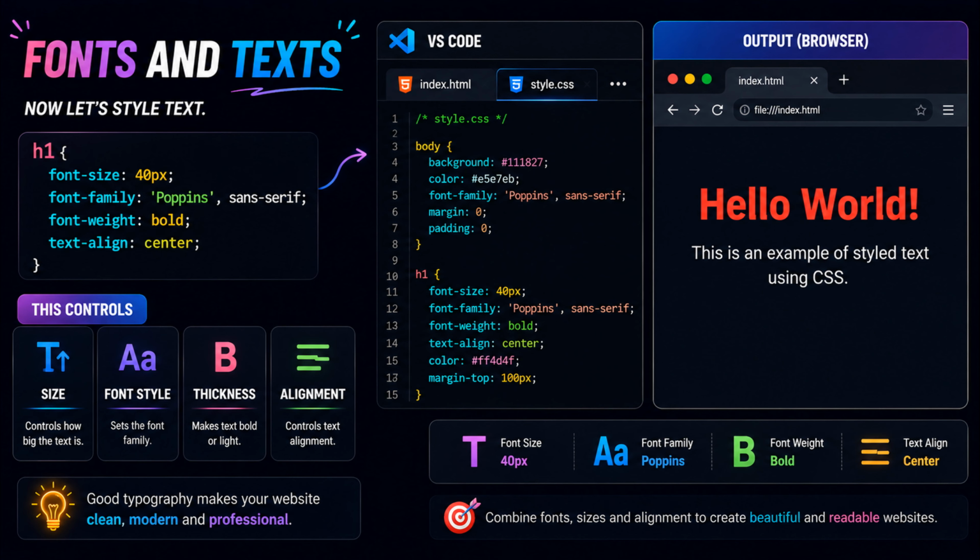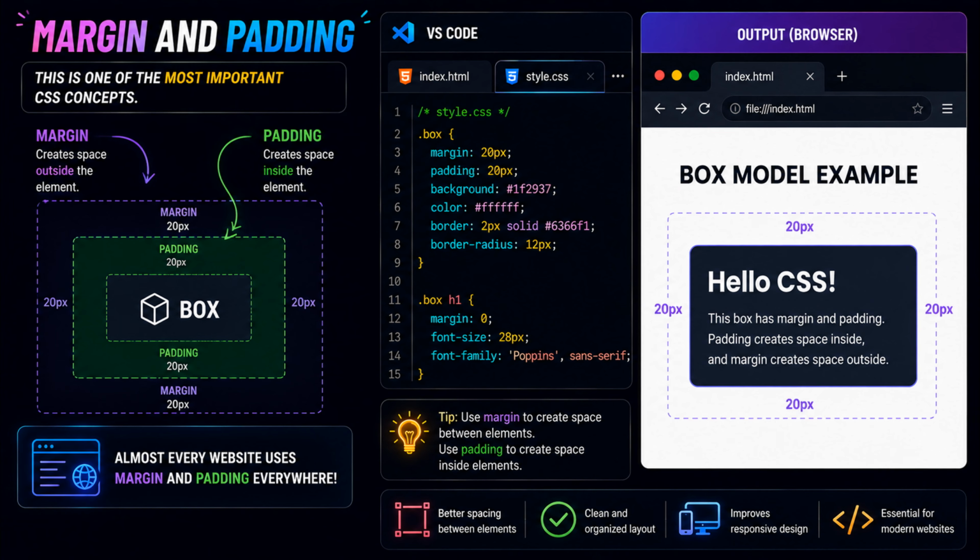Fonts and text. Now let's style text. h1 tag, font size 40 pixels, font family Poppins, font weight bold, text align center. This controls size, font style, thickness, and alignment. Margin and padding. This is one of the most important CSS concepts. Margin creates space outside the element. Padding creates space inside the element. Box, margin 20 pixels, padding 20 pixels. Almost every website uses margin and padding everywhere.